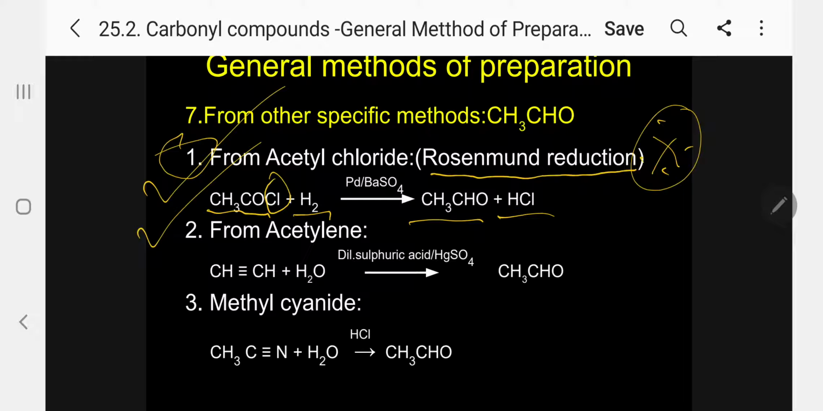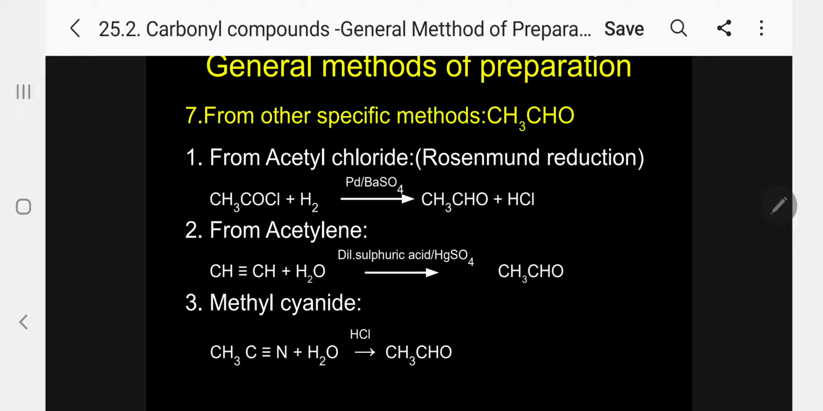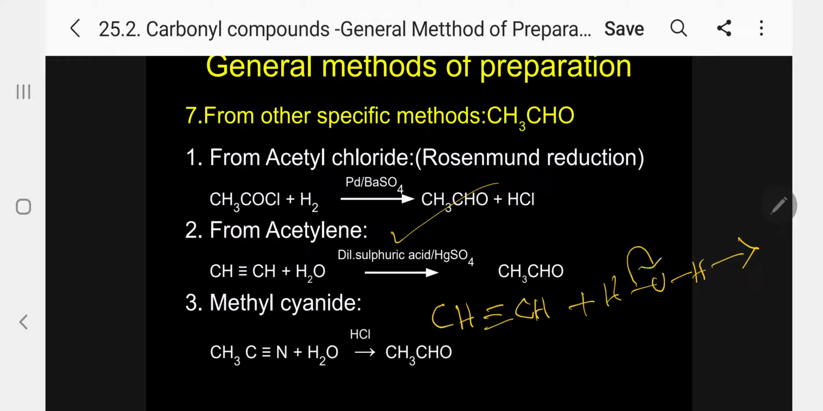The second method is from acetylene we can prepare. Kindly follow. Acetaldehyde we can prepare by addition of water in presence of acid medium. What way? Let me write down now. By looking at this you cannot understand. Let me write, you can see here. This is the acetylene. So I am adding water. Please follow. I am writing the actual mechanism. So this is adding H plus, OH minus. So what will happen? H plus, OH minus will be added. CH, OH.